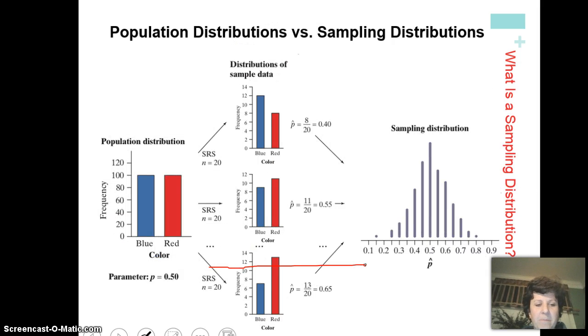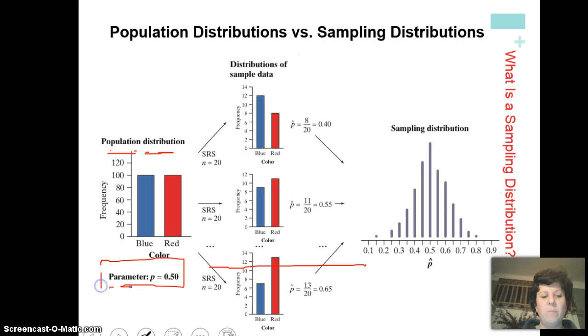Here it is in a picture. Here we're taking, for instance, red and blue marbles out of a bowl, and the color. So this is starting out as definitely a categorical variable. So the color here is in the first graph, the population distribution. We have 100 red marbles and 100 blue marbles. And so our true parameter, our true proportion of either one, is 50%.